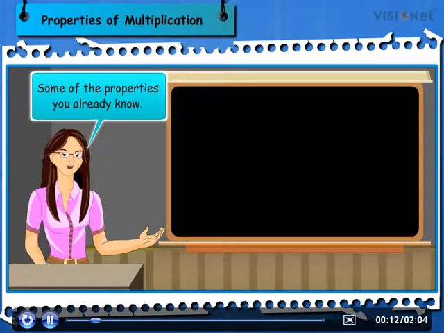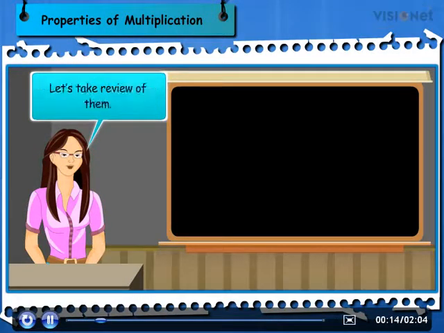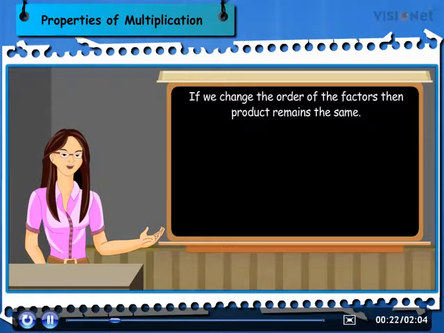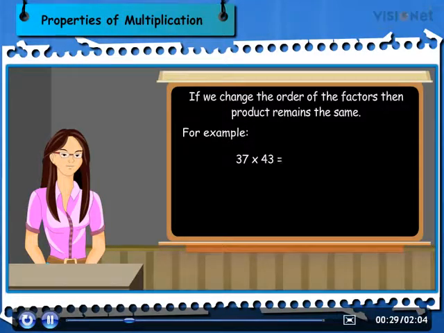Some of the properties you already know. Let's take a review of them. First is that if we change the order of the factors, then the product remains the same. For example, 37 multiplied by 43 is equal to 43 multiplied by 37 is equal to 1591. 23 multiplied by 31 is equal to 31 multiplied by 23 is equal to 713.